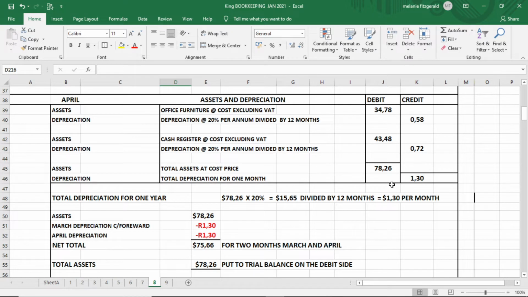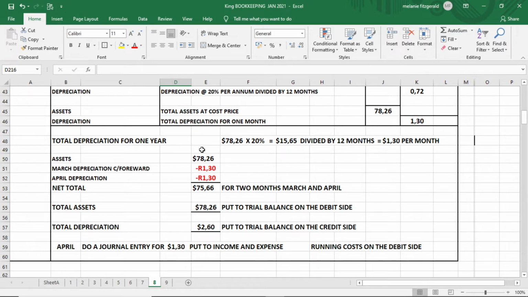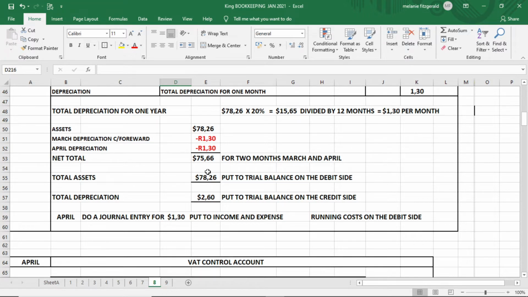The total assets at cost price is $78.26. Total depreciation for this month of April is $1.30. The total depreciation for 1 year is $78.26 times 20%, which equals $15.65, divided by 12 months, which comes out at $1.30 per month. So your total assets, $78.26, minus the March carried forward depreciation. Remember, we had March's carried forward of $1.30. Then April's $1.30 gives us a net total of $75.66 for the 2 months of March and April.